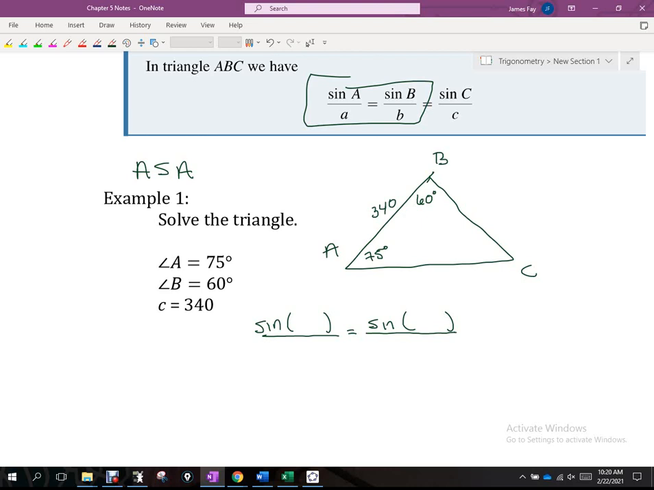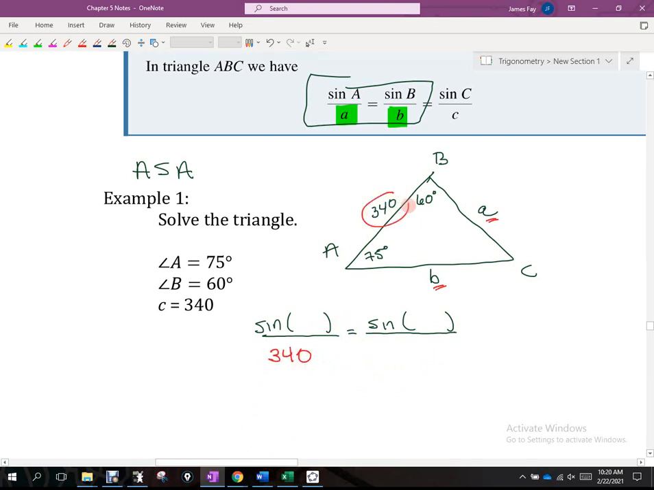Okay, so I'm going to call this side here lowercase a, this side lowercase b. What were the things right here? What do those represent? Are they angles or are they distances? They're distances. I can't have two unknowns down here, right? So because I can't put A and B down there at the same time in the same proportion, what does one of those values have to be? One of them has to be 340.